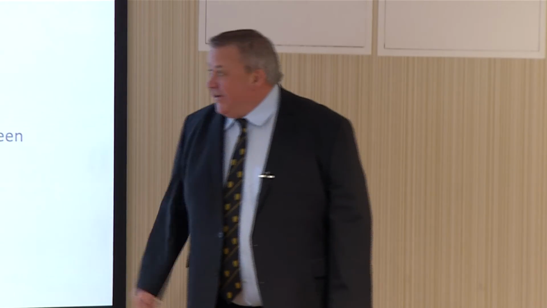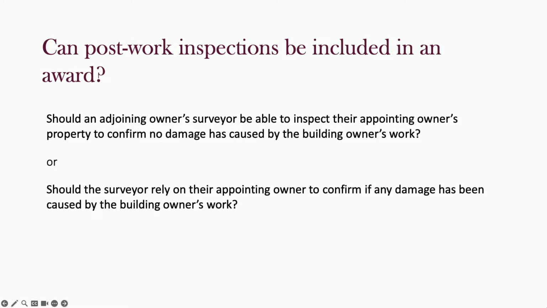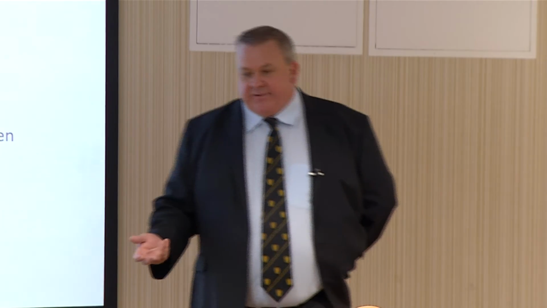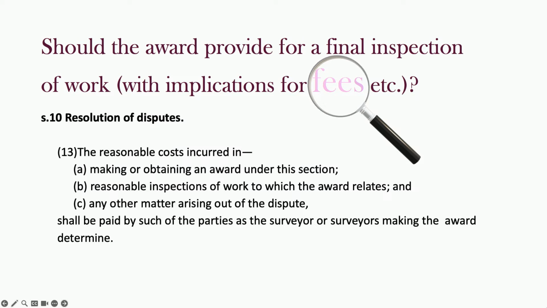So right, the next one is a big chestnut. This is surveyors saying, I need to go back at the end, make sure everything's all right. So has it been built in accordance with the award, and is there any damage? And there's a debate. Some surveyors are saying you shouldn't get that money in advance, you shouldn't have that money in the award, and there's no need to do a second survey unless the owner complains of damage. I don't agree, and there's several reasons.